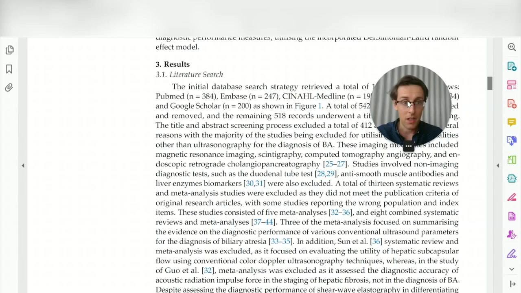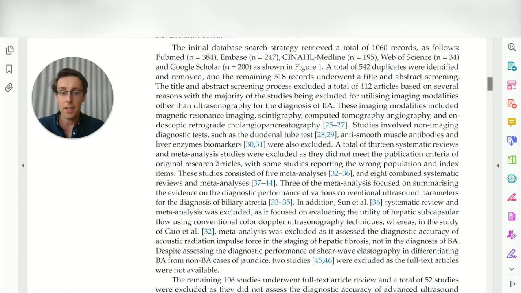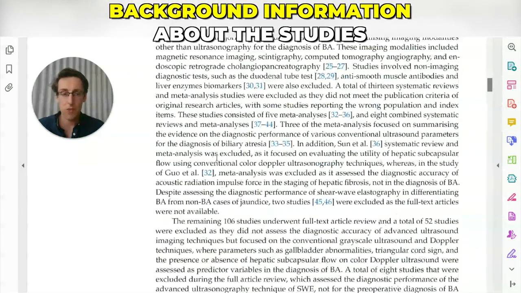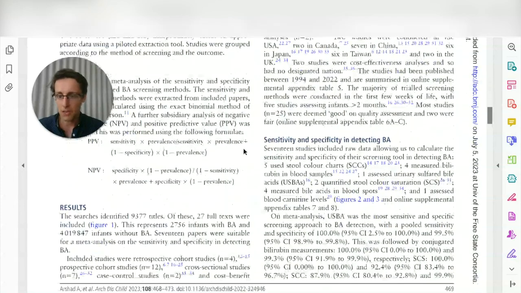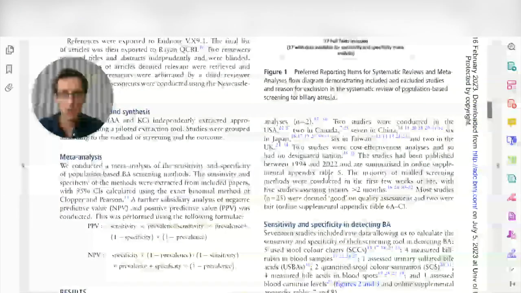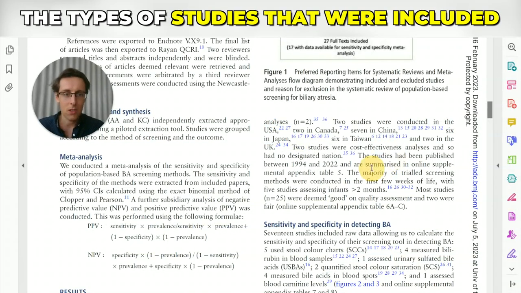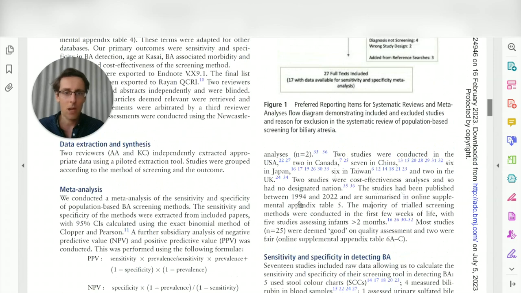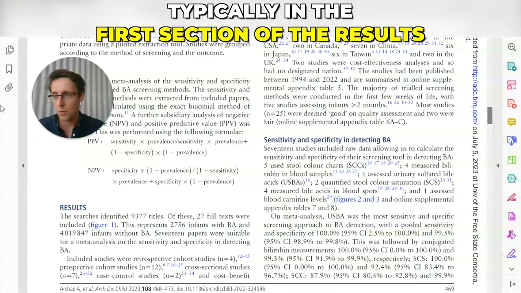The first section of the results, like it would be in a systematic review or a meta-analysis if these were done separately, is no different. You just provide us some background information about the studies that were included. So this is the same here. If we look at this study as well, it's the same. In the results, the search identified this, and you just provide some more background information about the studies. For example, where they were conducted, what were the types of studies that were included, and so on. Any information about the studies that is relevant, you provide typically in the first section of the results.